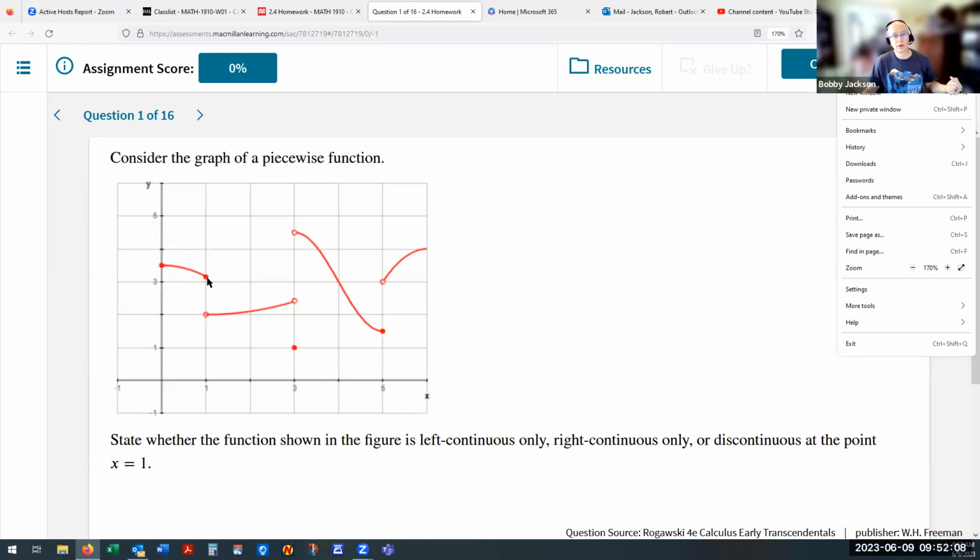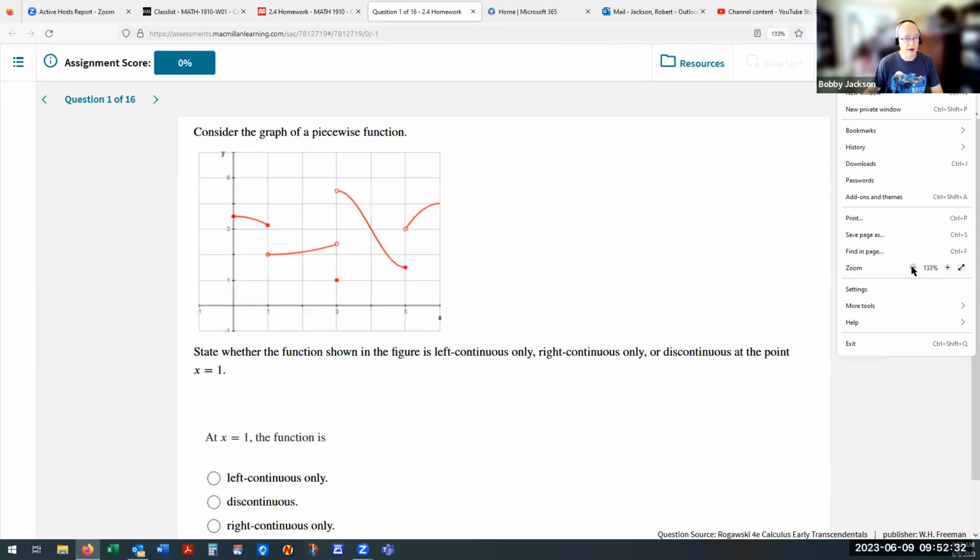So if the limit from the left is equal to the value of the function, then it's left continuous. If the limit from the right is equal to the value of the function, then it's right continuous. If both of those things are true, then the function would actually have to be continuous, right? So we know they both can't be true in this case because we know it is discontinuous at 1. So obviously, the only thing we can say is it is left continuous only.